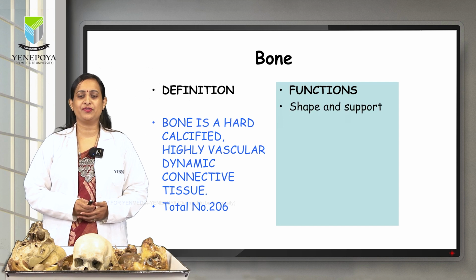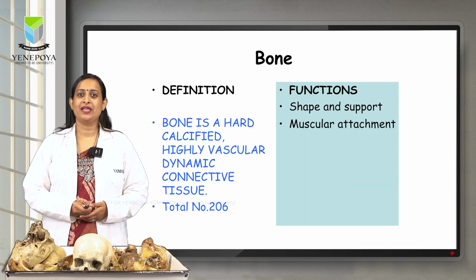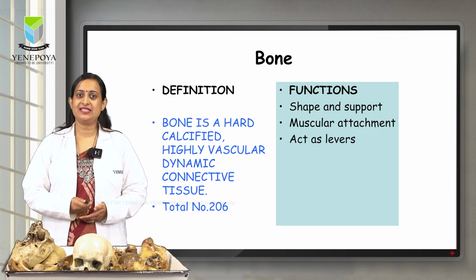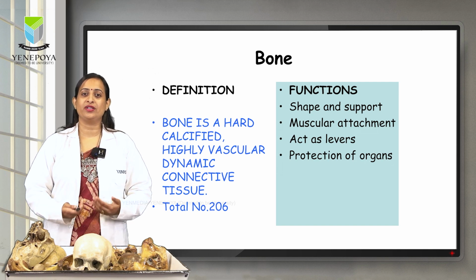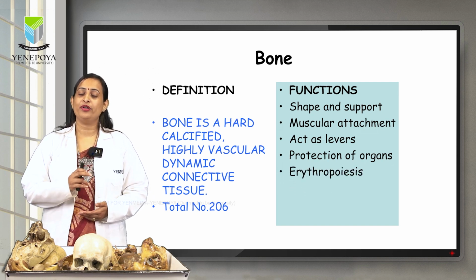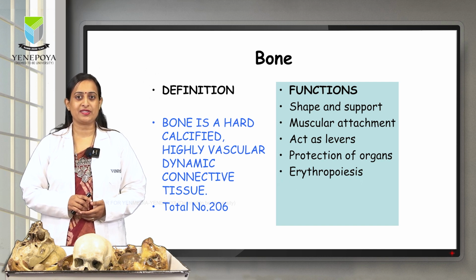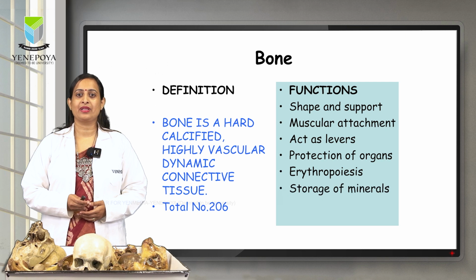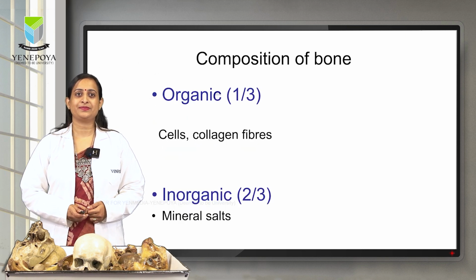What are the major functions of the bone? It provides shape and support to the body. It provides the muscular attachments. It acts as levers. It protects our internal organs and surrounds the organs. One more important feature of the bone is it takes part in erythropoiesis, that is, production of blood cells occurs in the bone marrow. And it acts as an important storage part of minerals.